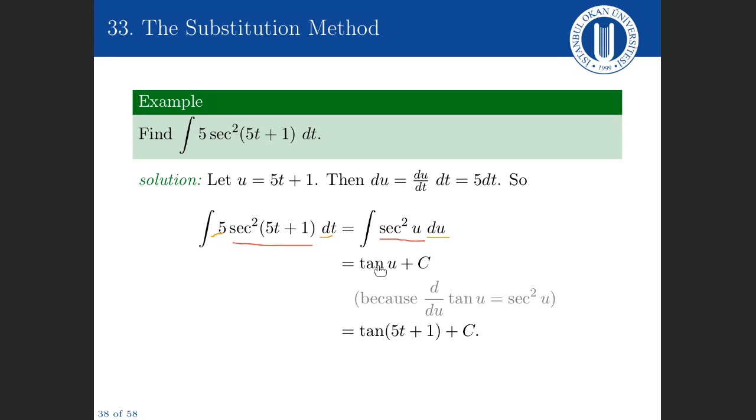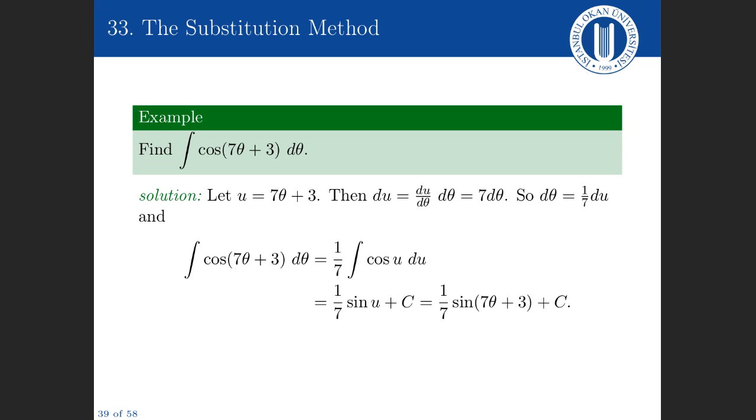We can calculate this. Recall that the derivative of tan is sec squared, so tan is an antiderivative of sec squared. We have tan u plus c. Almost finished. This is not the final answer because the final answer should have t in. So we substitute back in again. We replace u by 5t plus 1 to get the final answer, tan (5t plus 1) plus c.